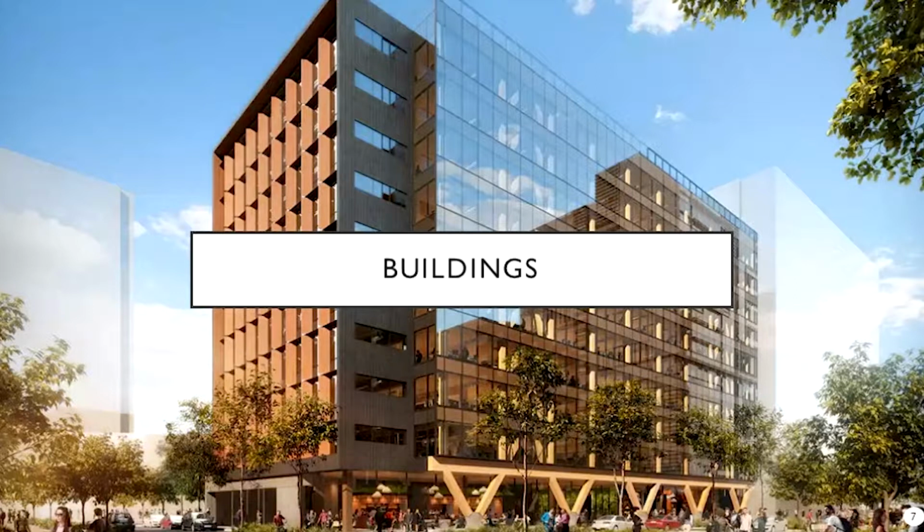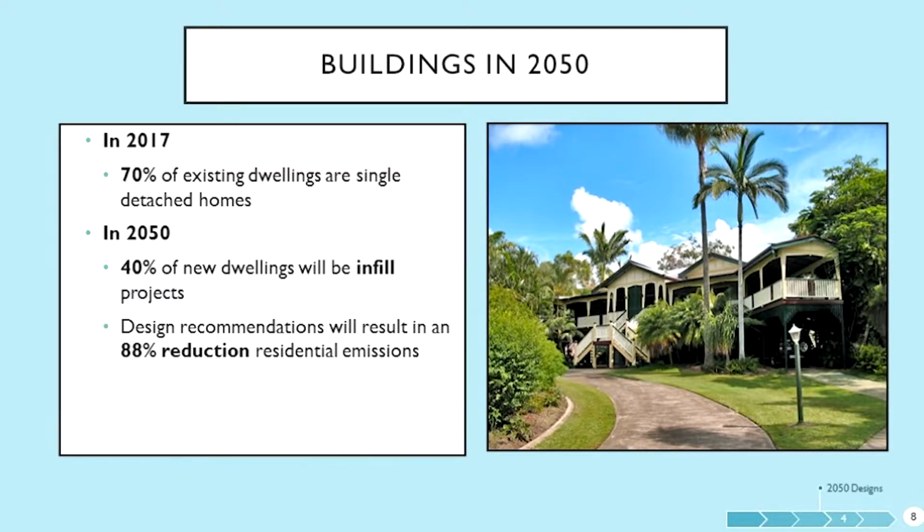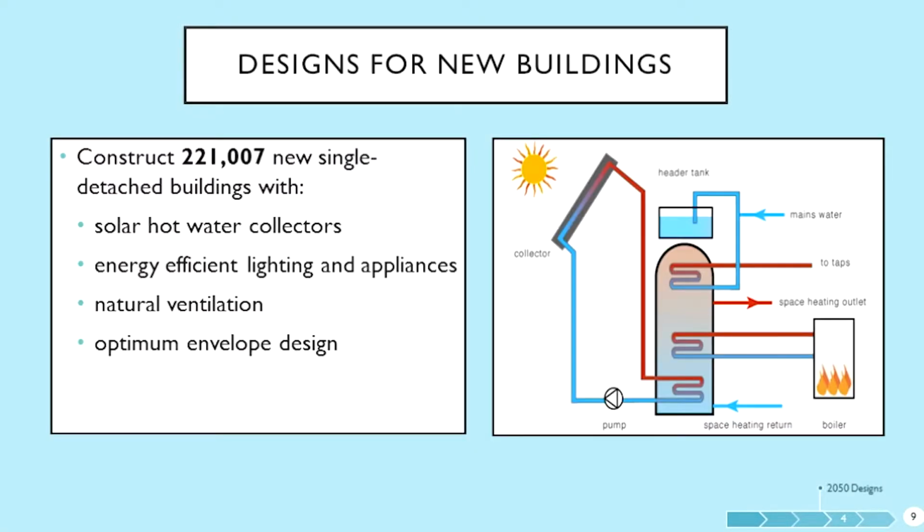40% of the new dwellings that we'll be constructing between 2017 and 2050 will be infill projects. So this is really trying to emphasize building up versus building out. Our design recommendations, which I'll be discussing later, will result in an 88% reduction in residential emissions. We've separated our design for buildings into two components: firstly, design for new buildings, and secondly, retrofits for existing buildings.